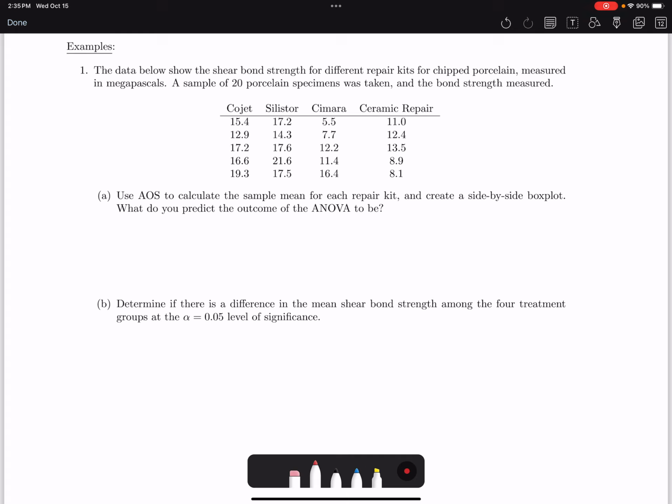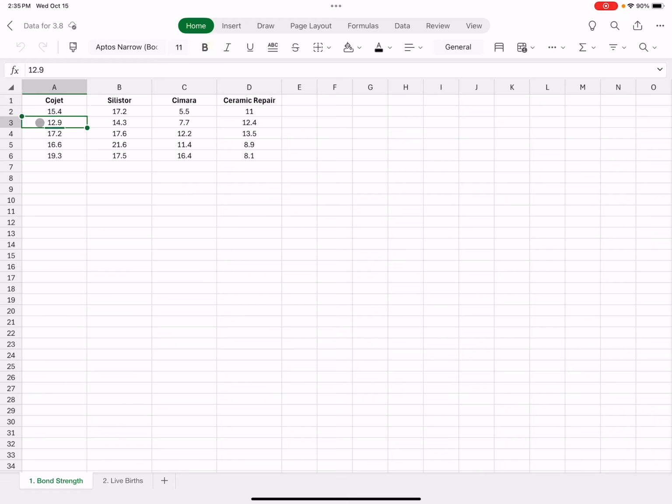Okay, well, let's call these groups 1, 2, 3, and 4. And what I'm being asked to do in part A is to compute x bar sub 1, x bar sub 2, etc. And it says that we can use Art of Stat to do this. So let's do it. I'm going to copy and paste the data here.